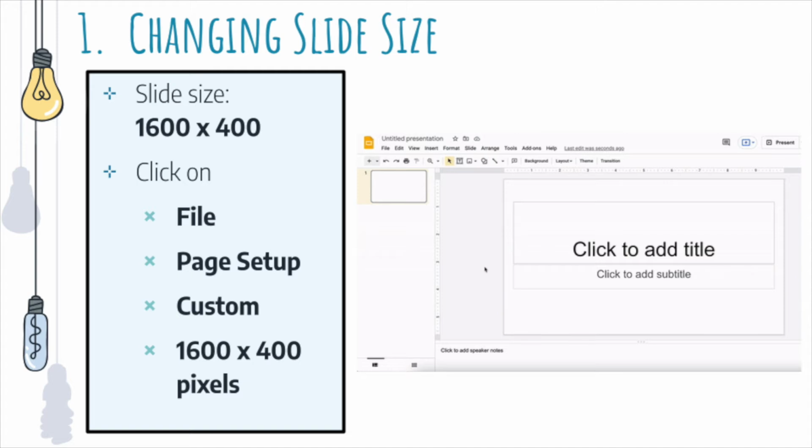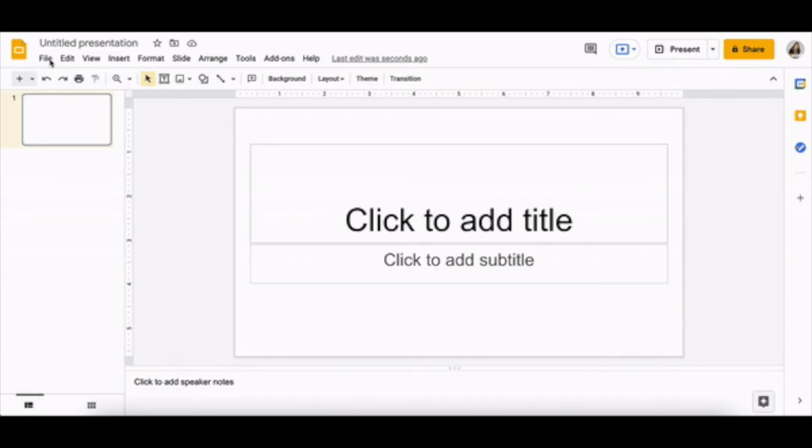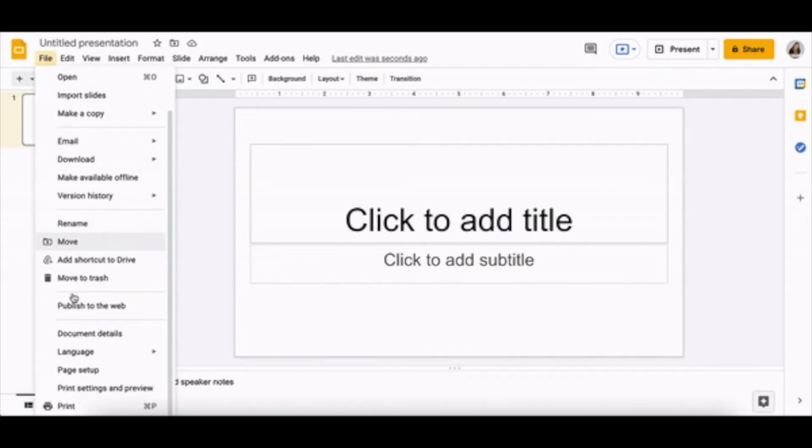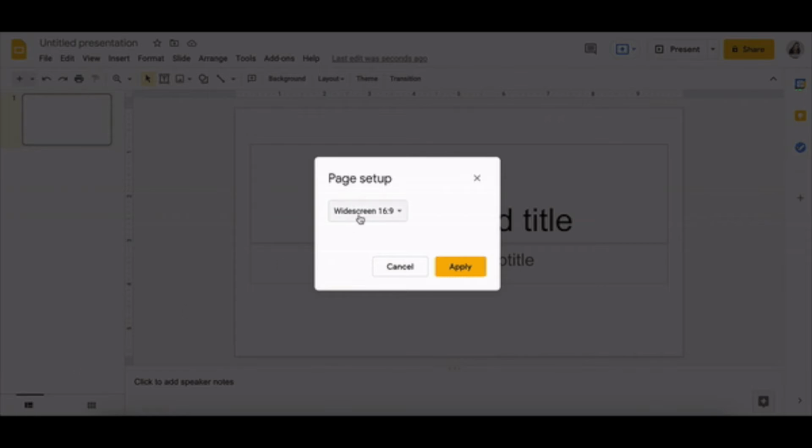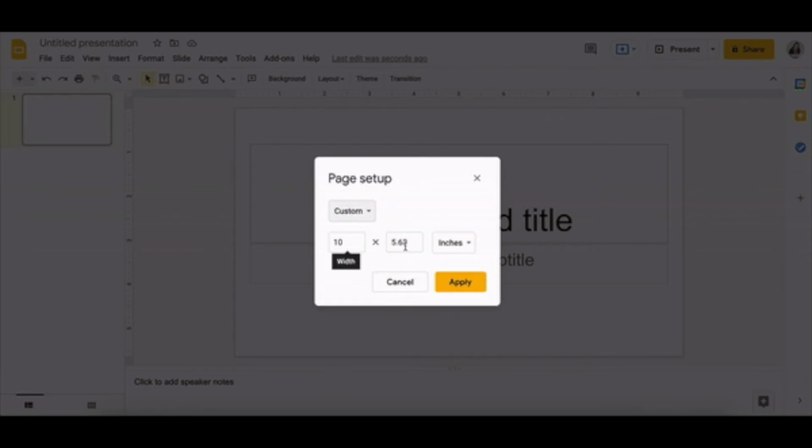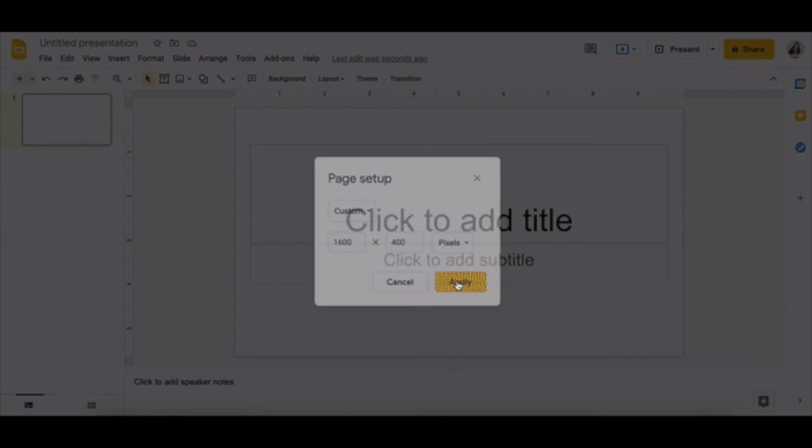The first thing that you will want to know about is how to change your slide size, and this is important for the Google Forms header in order to have your whole header that you design show up on your Google form. So in order to do that, you need to change your slide size to 1600 by 400 pixels.